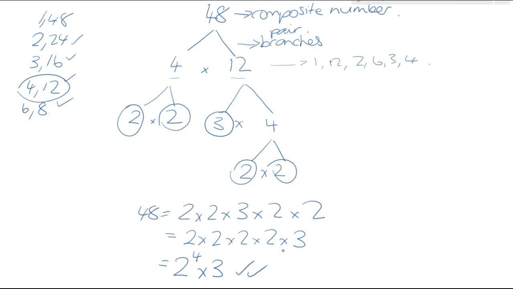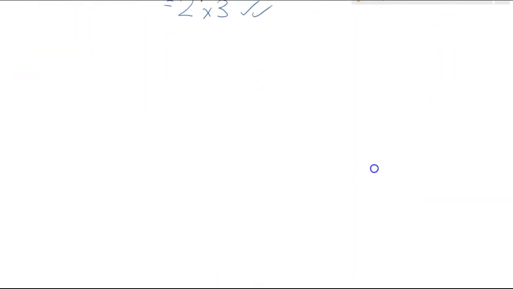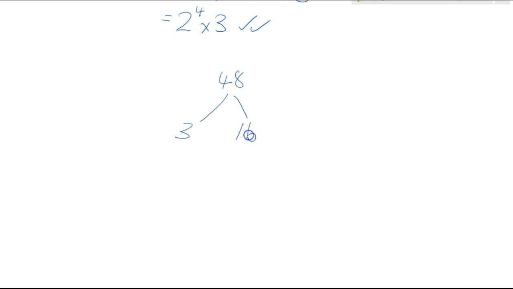I'm going to show you another example now with the same number 48, but choosing a different pair of factors, and I should still get that answer exactly the same at the last stage. Okay, so I'm going to choose 3 and 16 now. I'll leave that answer at the top so I can double check it. So 48, 3 and 16. Straight away I've got a prime number in 3.